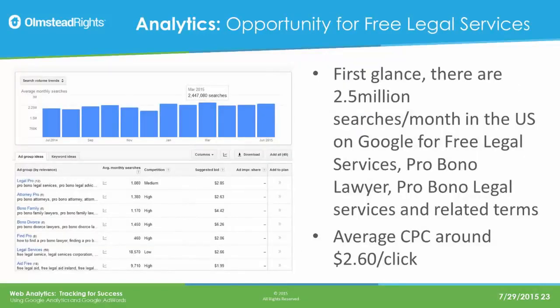I also went and looked at this for just general free legal services, again, trying to see what type of opportunities there were for all of those that are in the legal advocacy area. And it turns out there's 2.5 million searches a month in the U.S. for free legal services, pro bono lawyer, legal services, and related terms. So there's a ton of opportunity there to get traffic with the Google Ad Grant. The key is obviously getting it down to your, whether you're a family services type of service, a housing, whichever type of service, advocacy or service you're promoting.